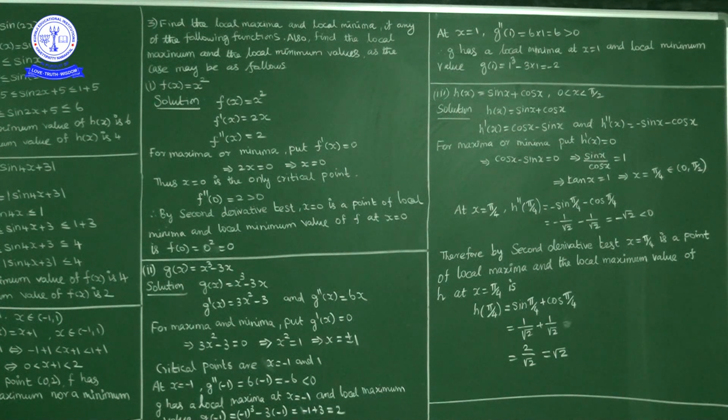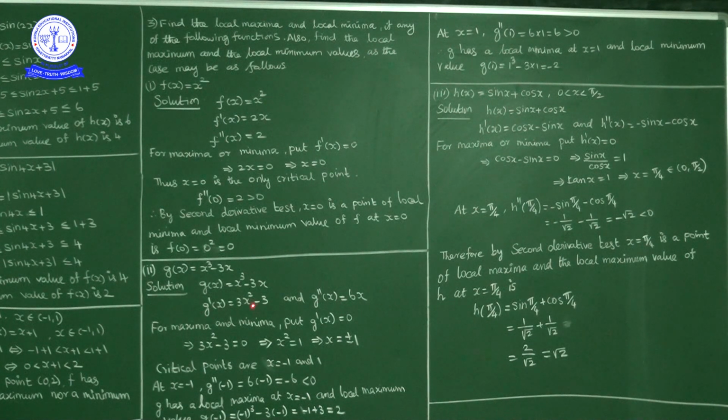Okay, next question. g of x equals x cube minus 3x. What is the given function? x cube minus 3x. Now find the first derivative. The derivative of x cube is 3x square, and the derivative of 3x is 3. So g dash of x equals 3x square minus 3.